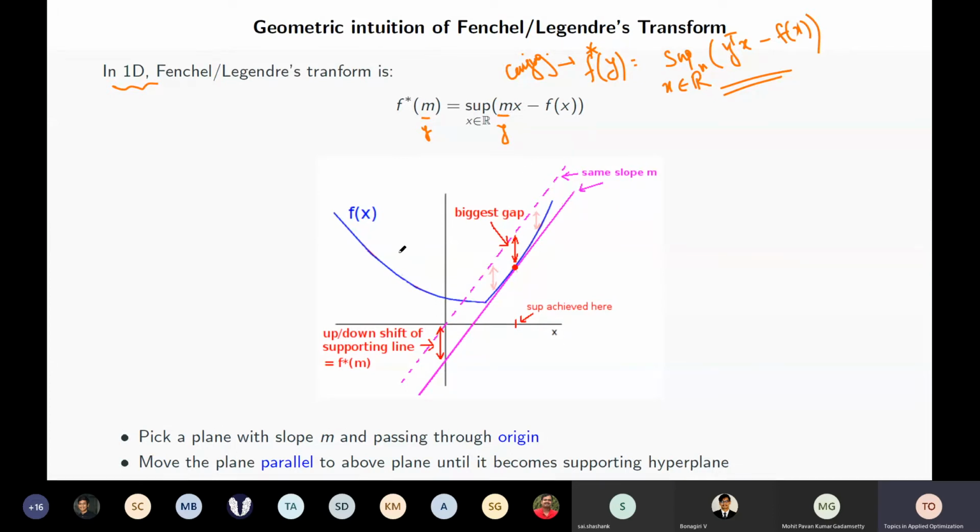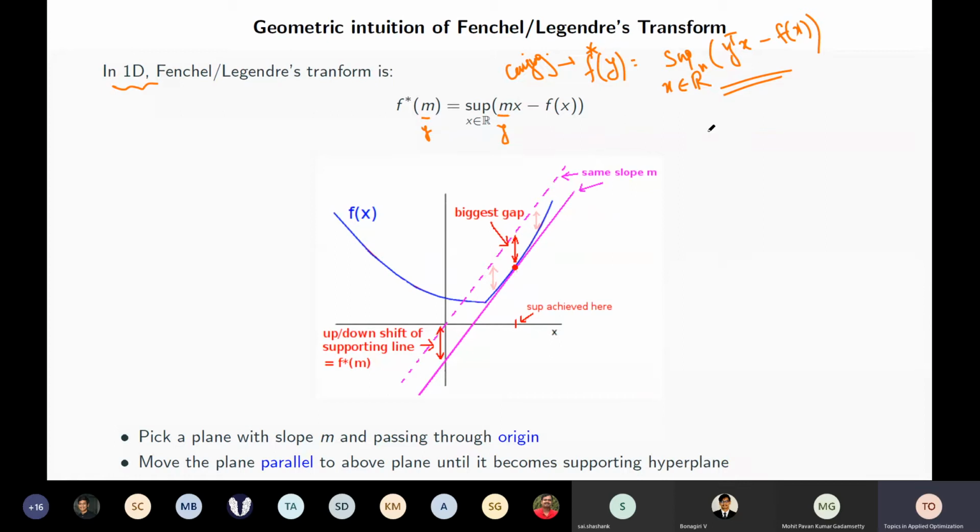What does this mean? I have a figure here. The blue one is a figure of f(x), and we are supposed to find the supremum of mx minus f(x). I will fix some x and then check; this is one function, and then for some other x, this is another function, and so on. Then I have to take the supremum of all these.